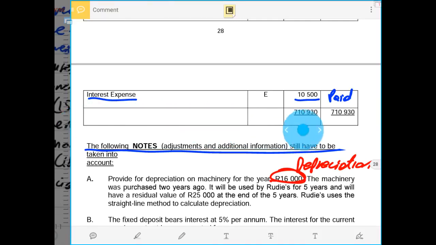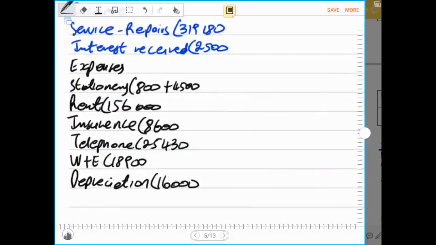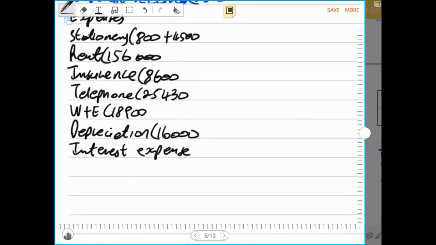Then from here we can just have our interest expense here at the bottom. Interest expense is normally the last one, and it's normally called finance cost. I prefer to call it finance cost. So now there's no interest expense, we'll calculate that later on. And from here we'll get to the profit for the year.